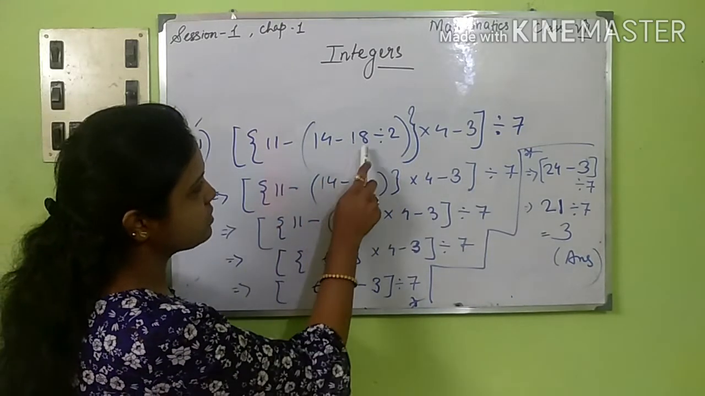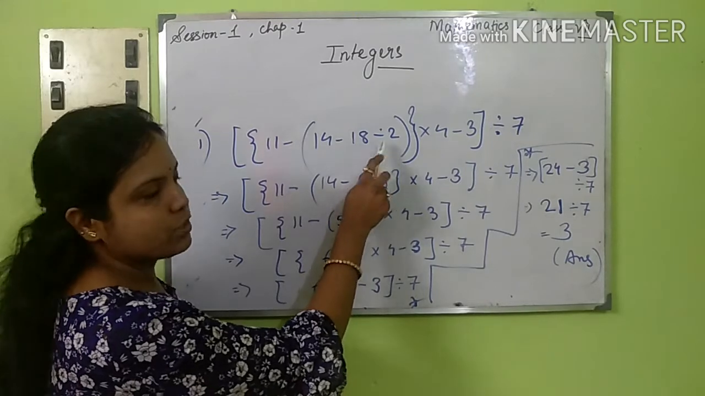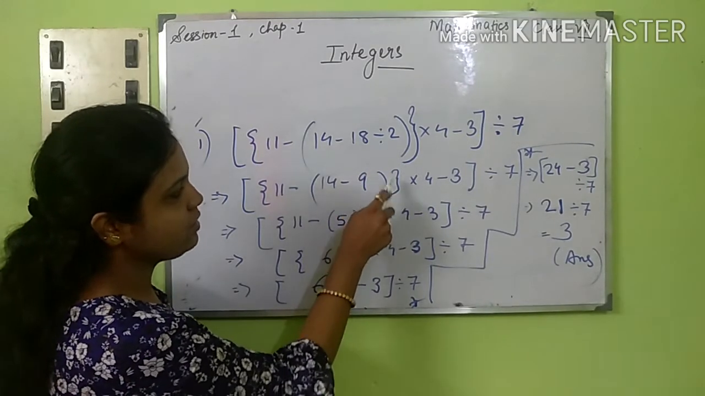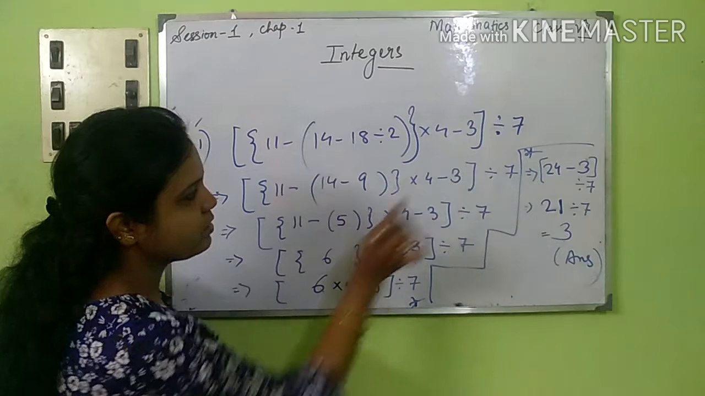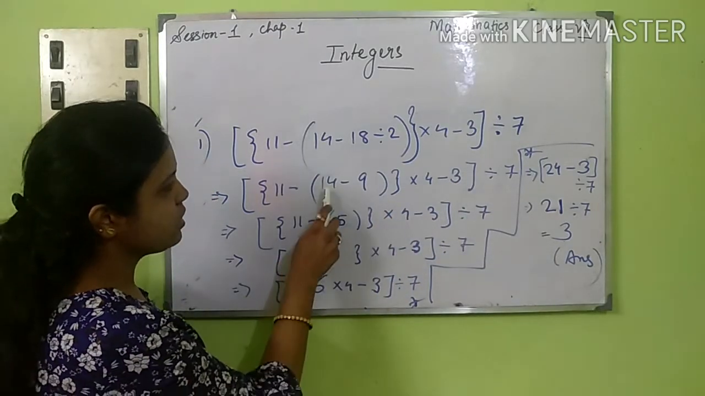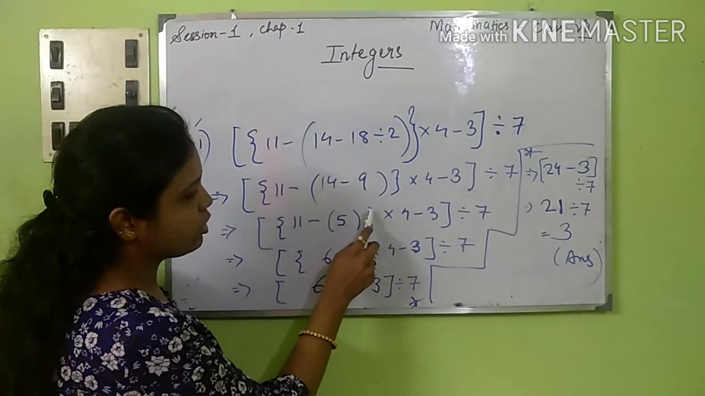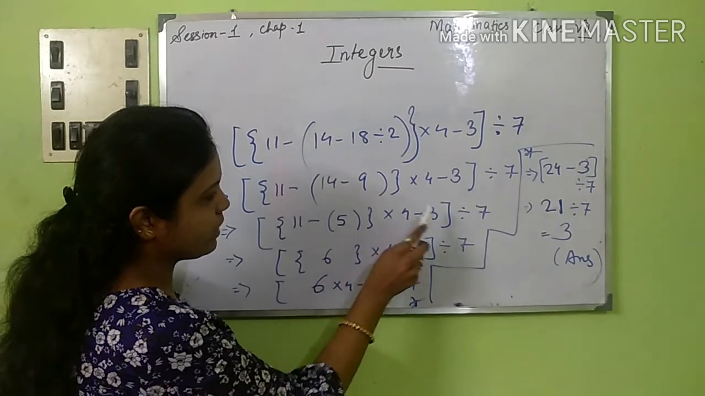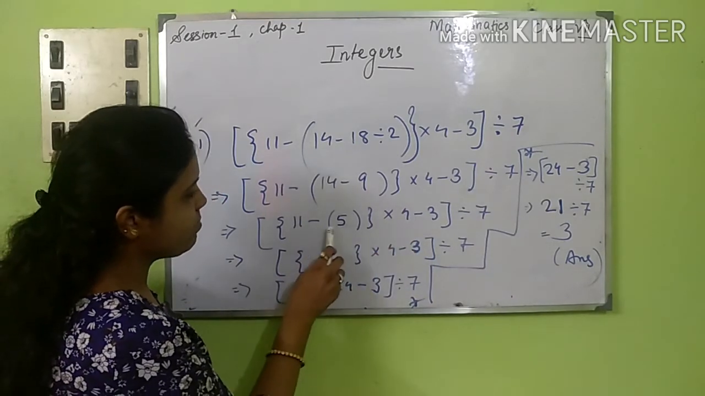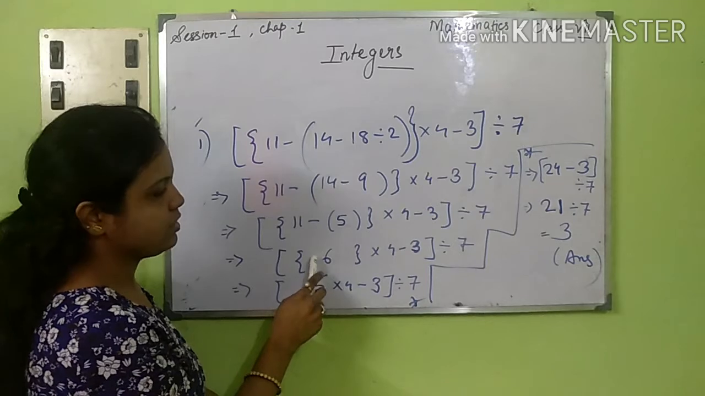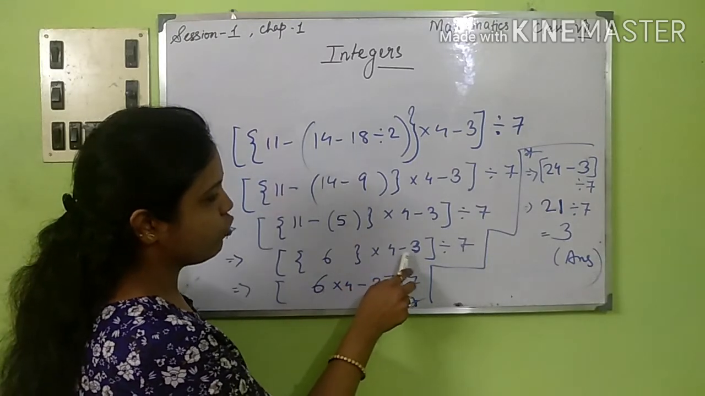So 14 minus 18 divided by 2 is how much? 9. So 14 minus 9, close the brackets, into 4 minus 3 divide 7. 11 minus 14 minus 9 is 5. Close the second bracket, into 4 minus 3. Now 11 minus 5 is how much? 6. So 6 into 4 minus 3.